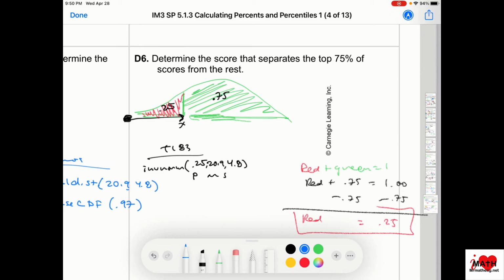For Desmos, our calculator command is going to be first D equals normal distribution of the M and the S, which is 20.9 and 4.8. And then the second calculator command you need is D dot inverse CDF of the P. So there's the P, M, and S, but it's just different. And that would be 0.25.